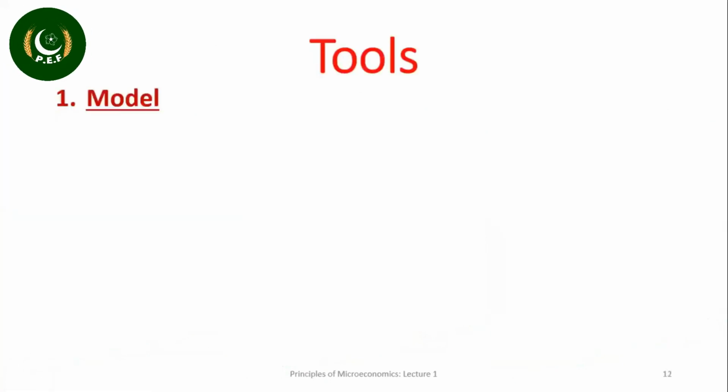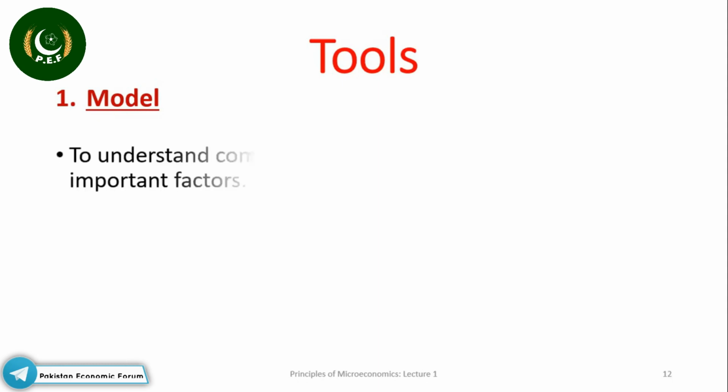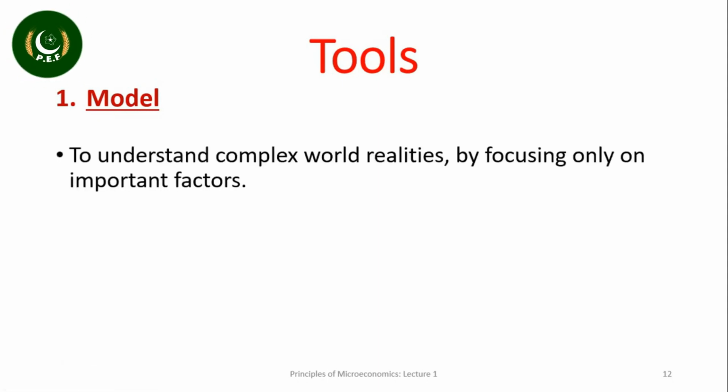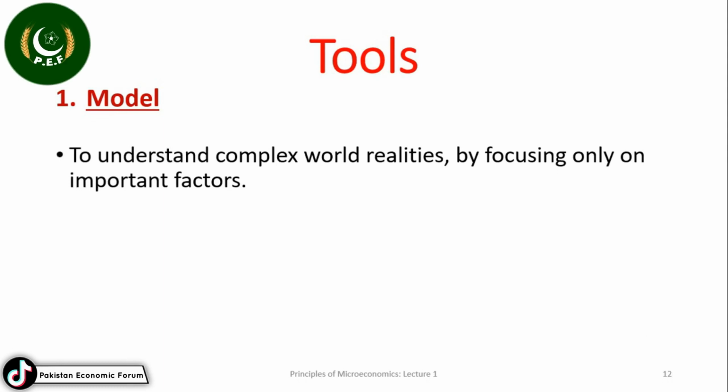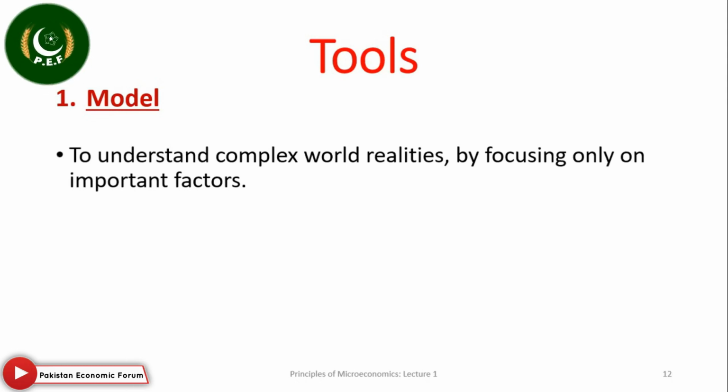Next, we discuss the tools. The first tool that economists use is the model. Economists normally explain real world events. However, the real world situation is very, very complex. There are so many factors affecting an event. Some are affecting it significantly and some insignificantly, but they have an effect. However, studying everything at a single time is very, very difficult. Therefore, economists use models to understand complex world realities. To construct a model, they focus on just the important ingredients and leave out all unimportant or insignificant factors.